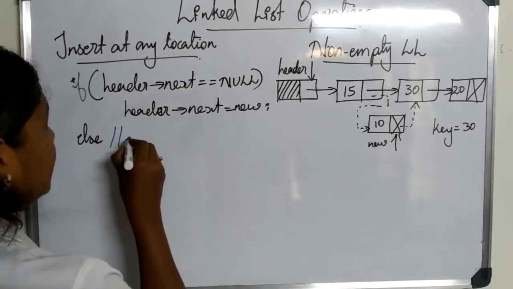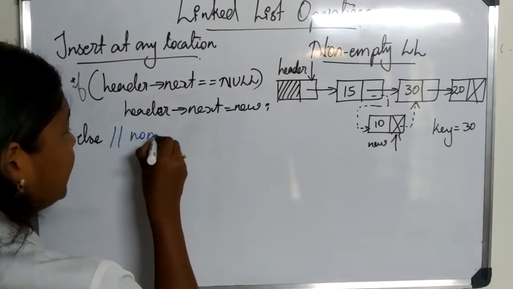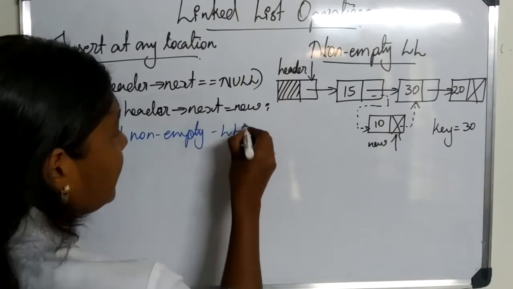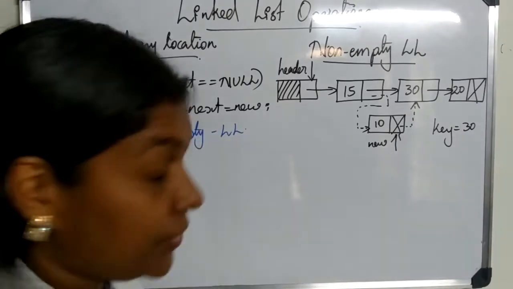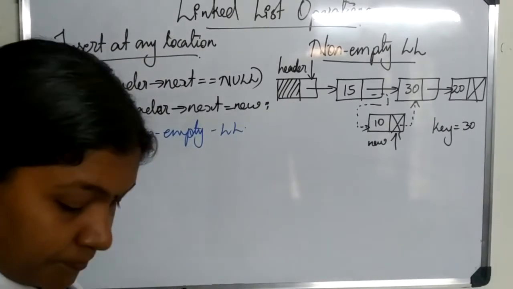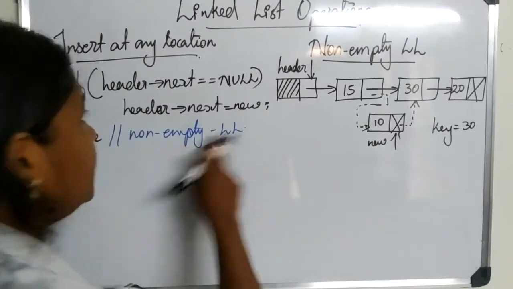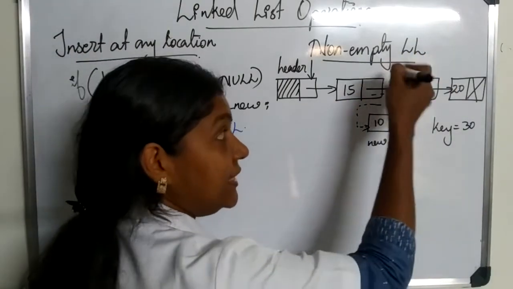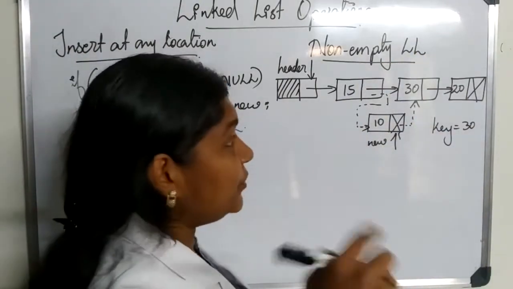Else means insert into non-empty linked list. So this is our common part, just for your information I wrote it. Then, okay, so in non-empty, what should we do first? Anyways, we need a temporary pointer to traverse.